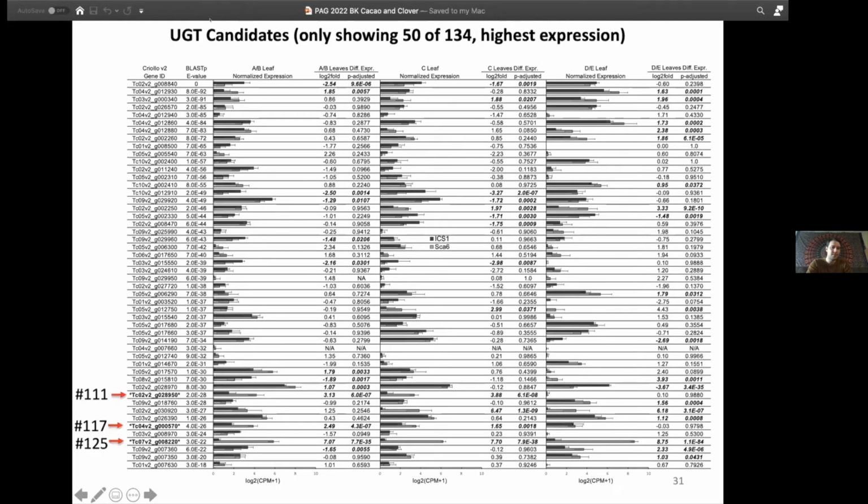And so we have expression data for young, middle, and old leaves. I'm only showing the 50 UGTs here with the highest expression, sorted by their blast score, their E value. I ended up picking these three down here because they all had higher expression in scavina-6 than ICS1. But if you look at this rank, this is their rank in the blast for best blast hit using the known function UGT. Based on sequence alone, there were over 100 candidates that were better based on the blast score, but I chose these based on differential expression.